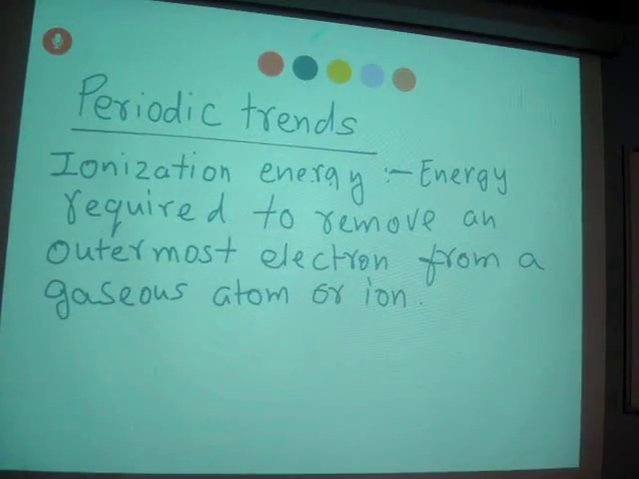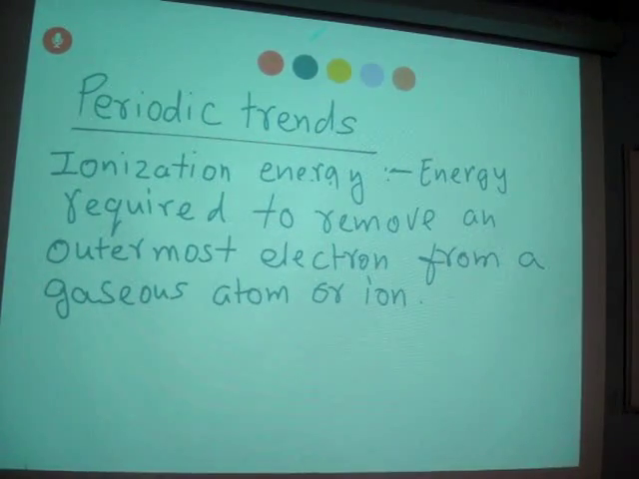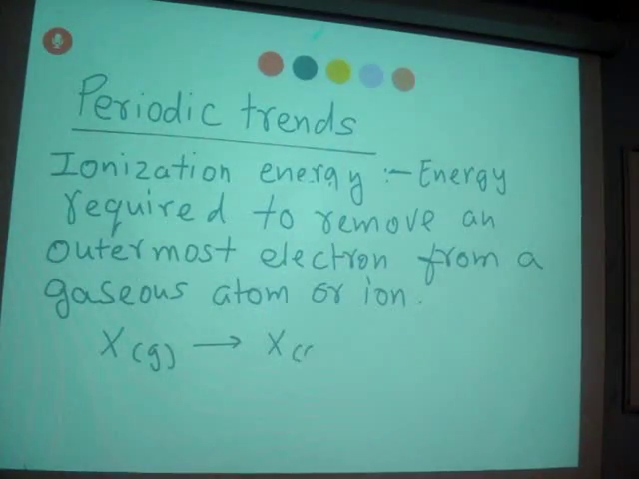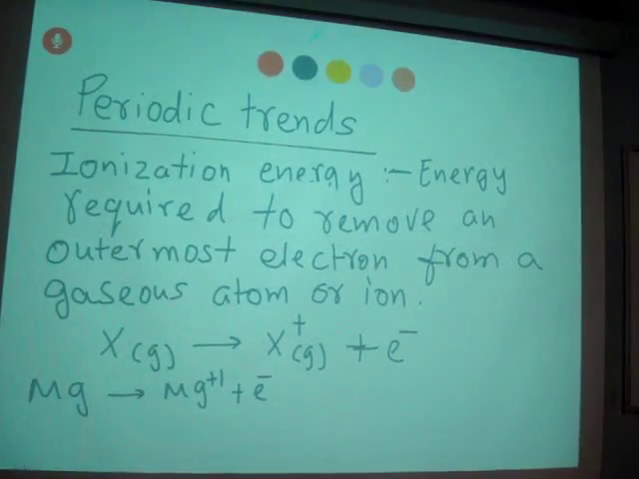Ionization energy is the energy required to remove an outermost electron from its gaseous atom or ion. For example, take element X in its gaseous state, and when you remove an electron, it becomes X plus, and the electron is going out, right? So we'll take an example, magnesium, Mg.